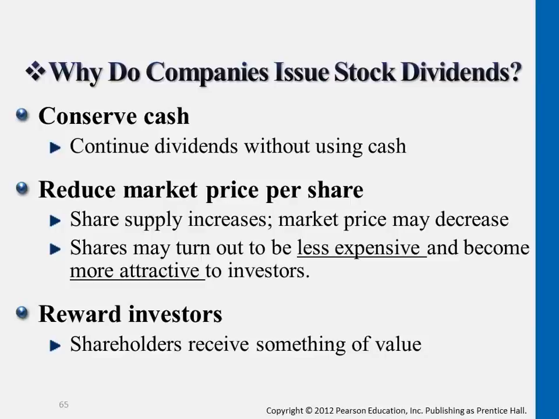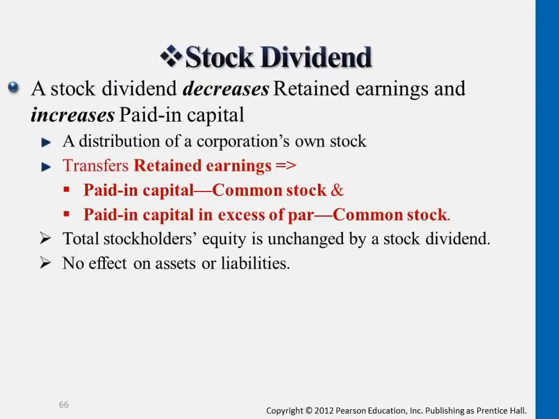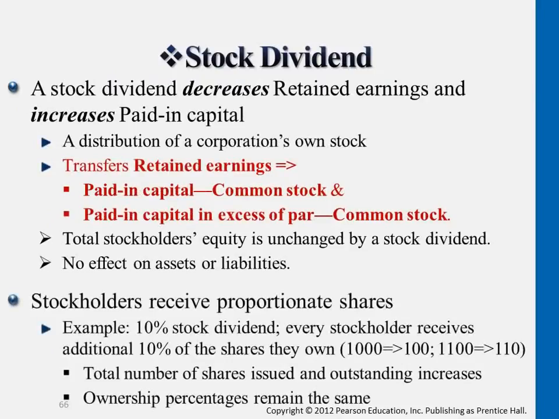Our main focus is how to journalize them and how to represent them on financial statements. So stock dividends decrease retained earnings just like cash dividends. Remember, when we issue cash dividends, we debit retained earnings, credit dividends payable, and later eventually credit cash. Stock dividends also reduce retained earnings, but on the right side we're not reducing cash, we're giving stock instead.